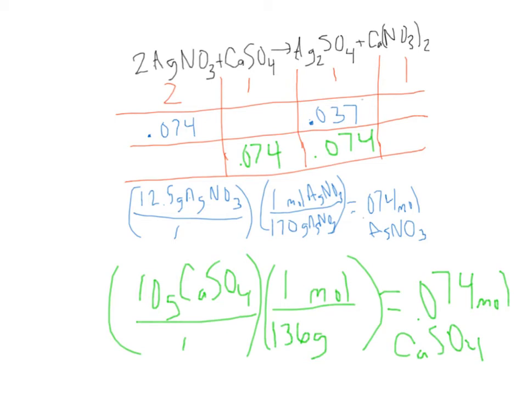So, of the two, the one that limited production was the AgNO3. So AgNO3 is the limiting reactant.